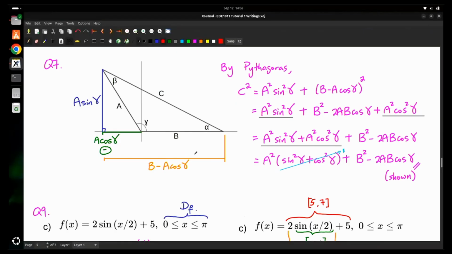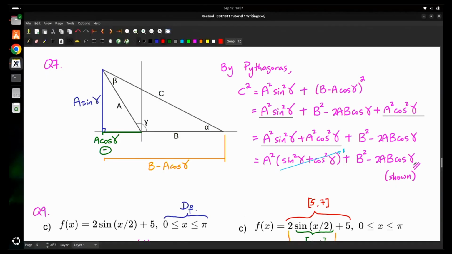So you have labeled the three lengths already: opposite length, adjacent length, as well as hypotenuse length c. When that happens, you just use Pythagoras, then work out and explain. Then you make use of sine square gamma plus cosine square gamma equals 1. So you can rearrange and get the cosine rule shown.